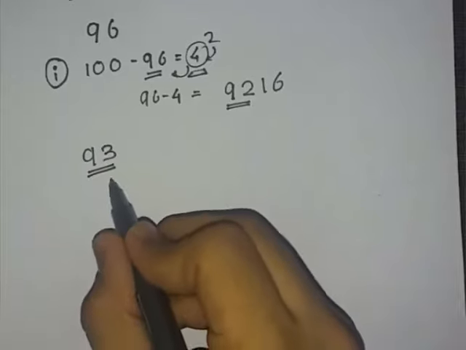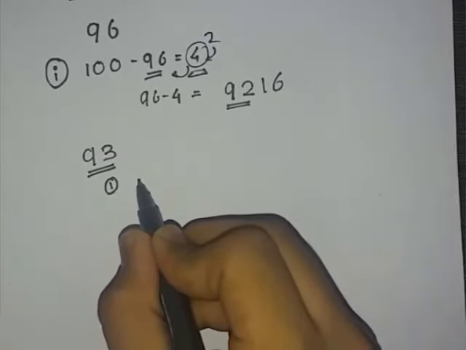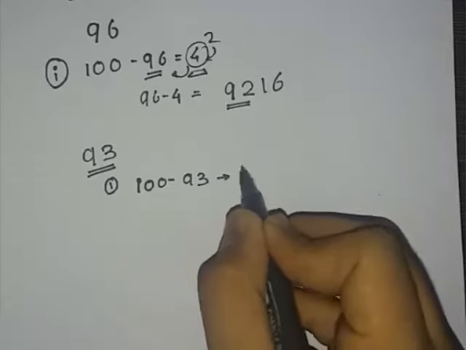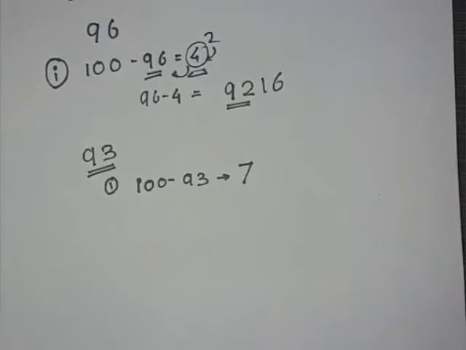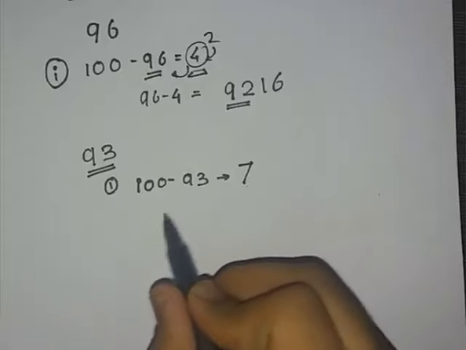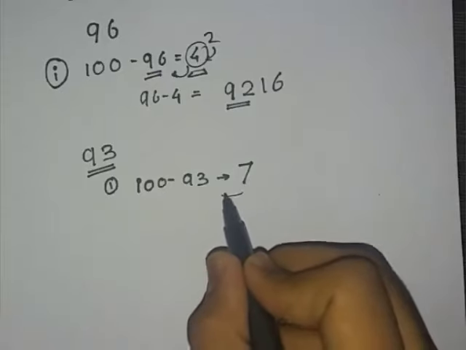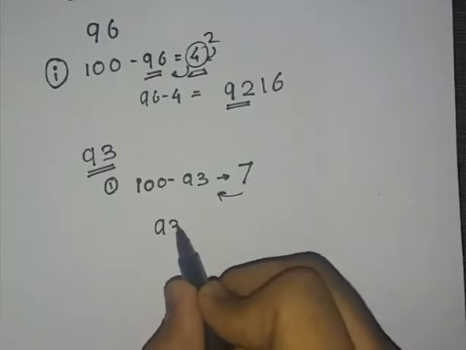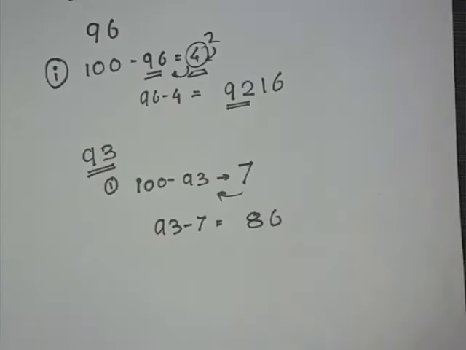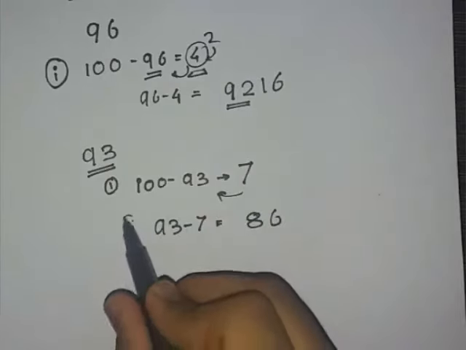So the first step for the square is to subtract that number from 100. 100 minus 93 gives us the number 7 in this example. Then subtract this number from the original number: 93 minus 7 equals 86. 86 are the first two digits, that is the second step.